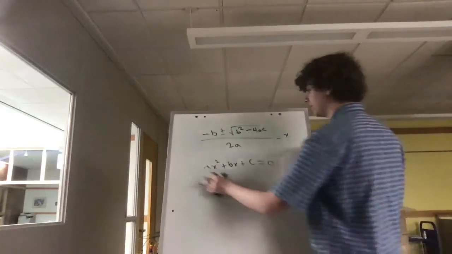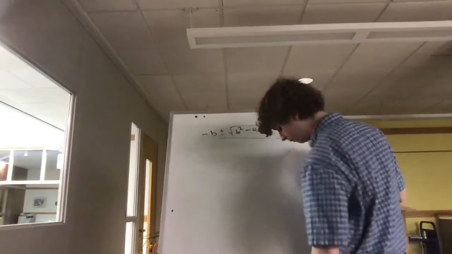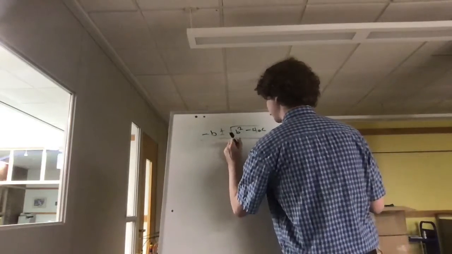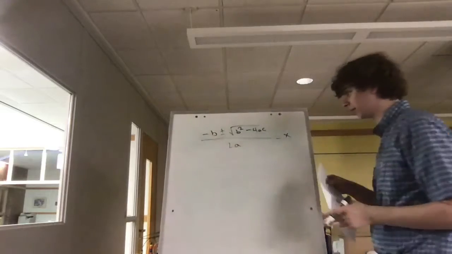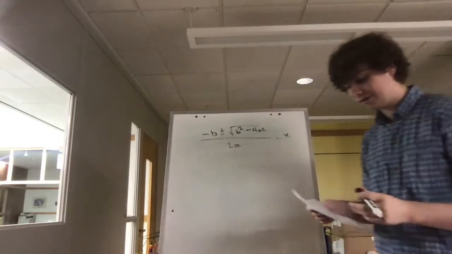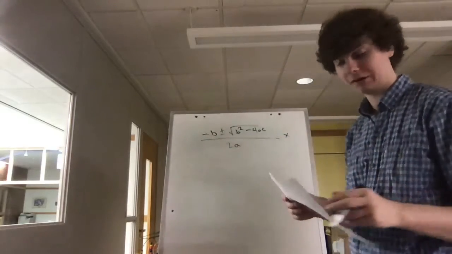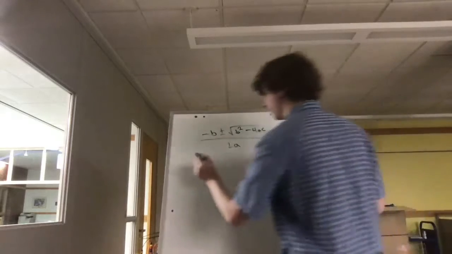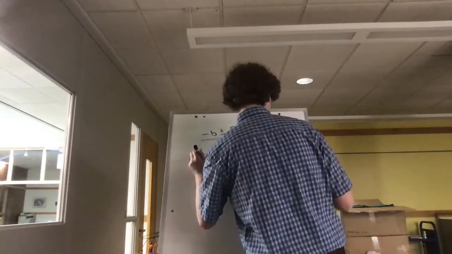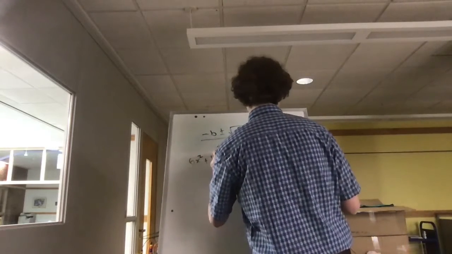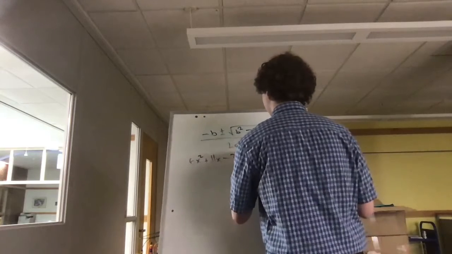So let's take a look at, oops, I'll leave the formula up. That's kind of the key to all of this. Let's take a look at some examples, all right? So we'll do at least 2 here. So the first example is 6x squared plus 11x minus 35 equals 0.